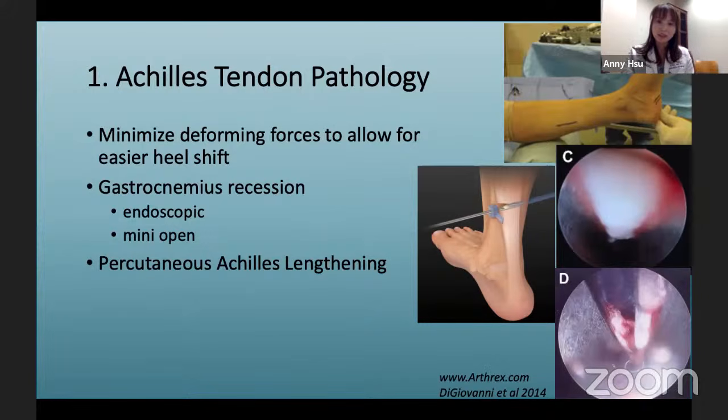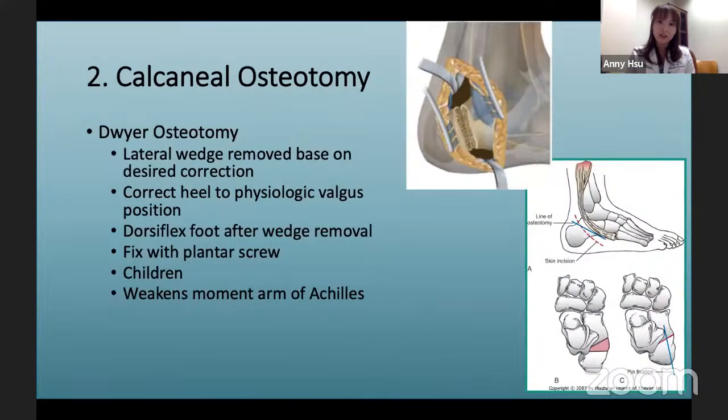So once the Achilles tendon lengthening or gastrocnemius recession is done, next we can go back to focusing on bony correction. So I start from the hindfoot first with the calcaneal osteotomy. And I include the Dwyer osteotomy as the first thing to go over. The Dwyer osteotomy is very popular in the pediatric population or amongst our pediatric colleagues. And what it is, is taking out a lateral wedge to correct the overall heel position.